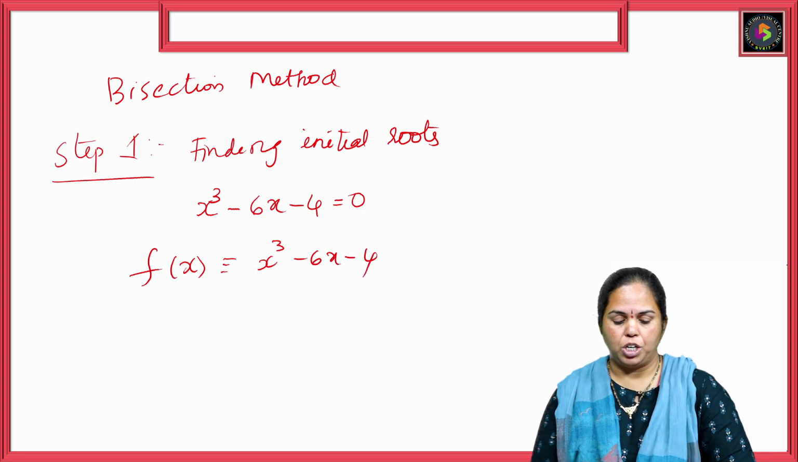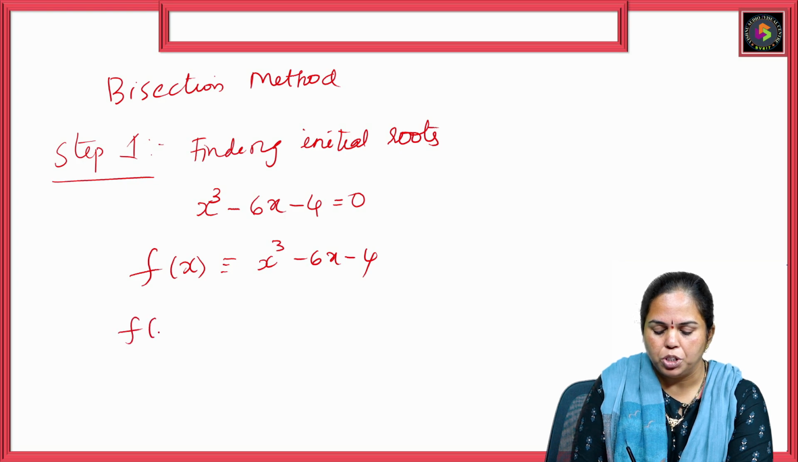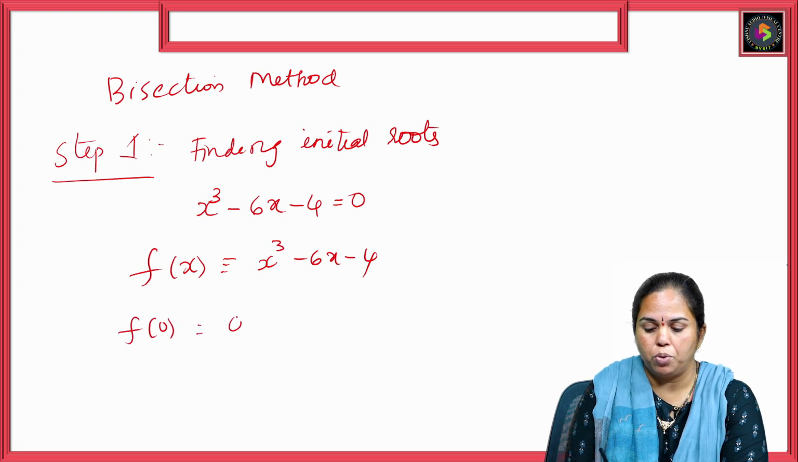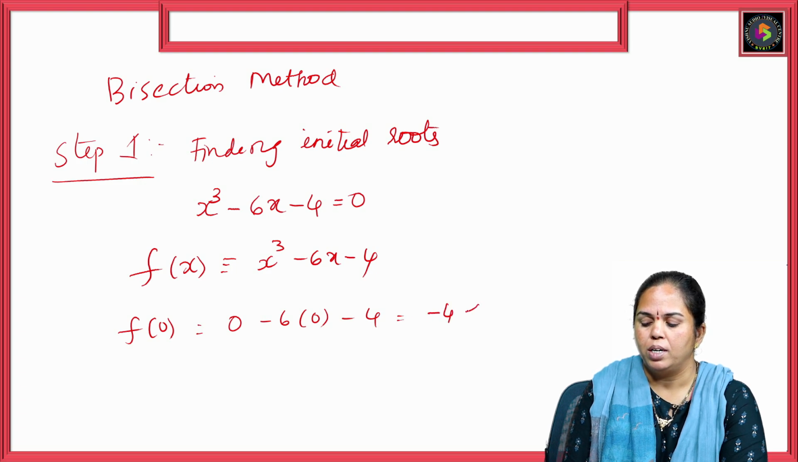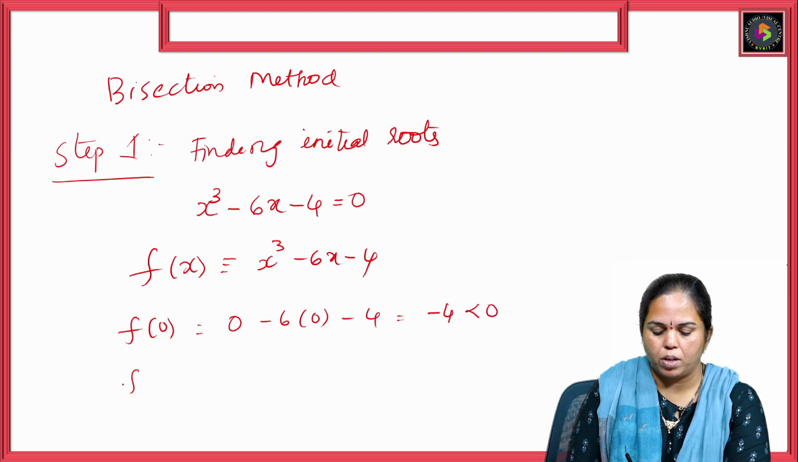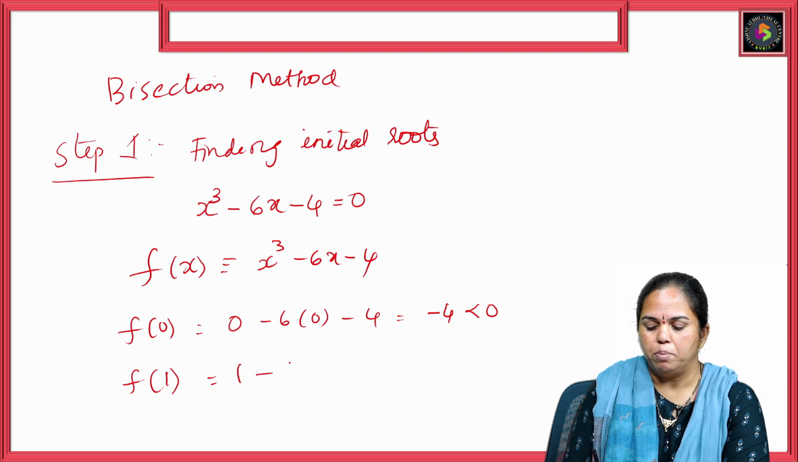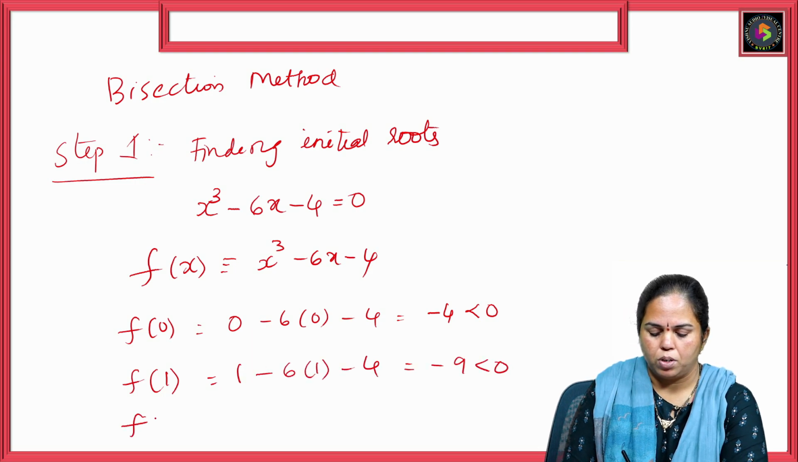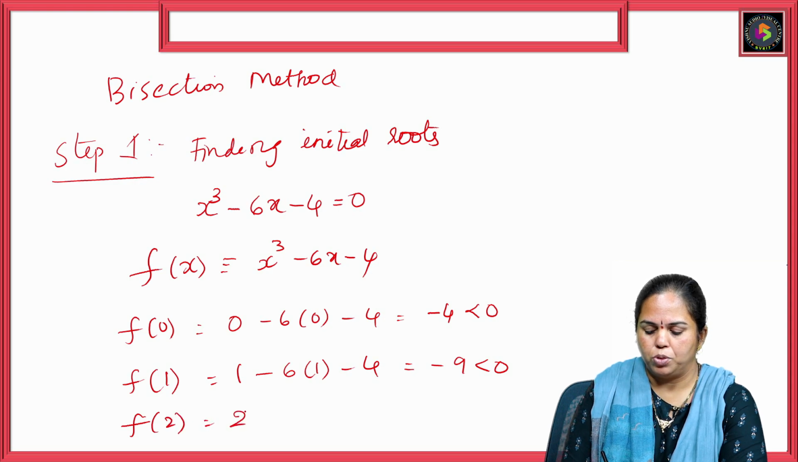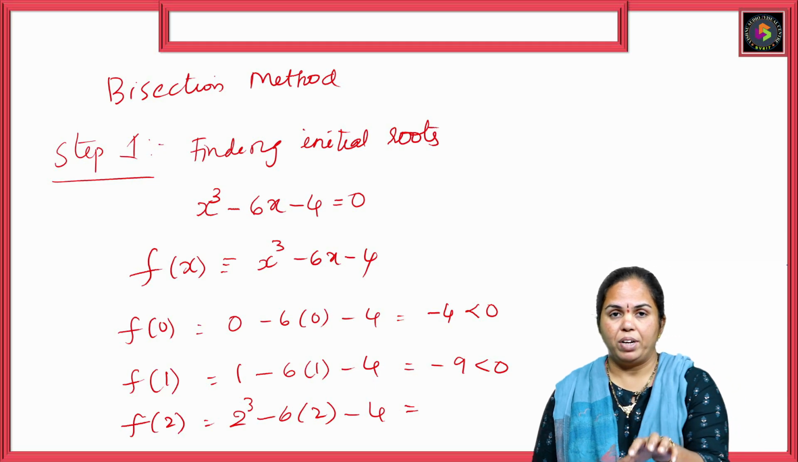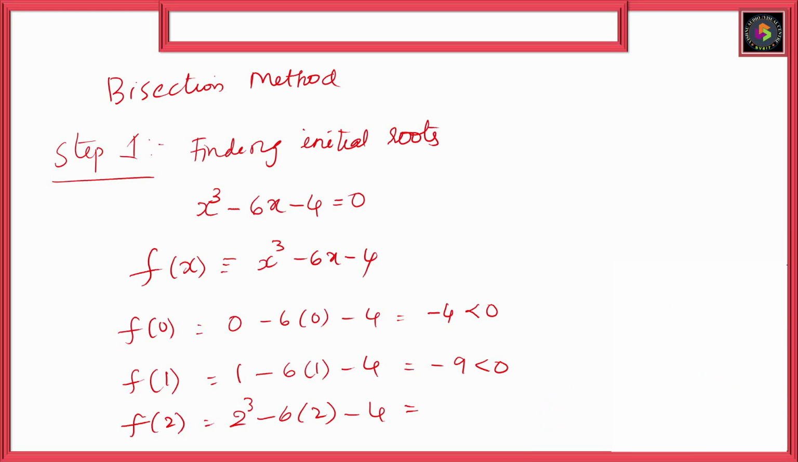So how to find the initial roots? First we start with f of 0, which is 0 minus 6 into 0 minus 4, that is minus 4, less than 0. f of 1 is 1 minus 6 into 1 minus 4, which is also less than 0. f of 2 is 2 cube minus 6 into 2 minus 4. Wherever x is there, it is replaced with 2. That will be minus 8, less than 0.